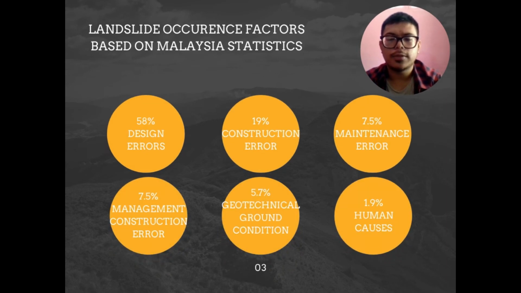Landslide occurrence factors based on Malaysian statistics. 58% is the majority of the causes, by design errors, 19% by construction error, 7.5% by maintenance error, 7.5% management error, 5.7% by geotechnical ground condition, and 1.9% by human causes.